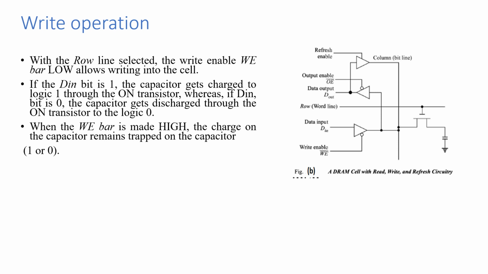Let us see the write operation. With the row line selected, first you have to select the row line, and the write enable bar is low. That means W is 1, which enables the data input buffer. If D in equals 1, the capacitor gets charged to logic 1 through the on transistor, and the capacitor gets discharged through the on transistor to logic 0 when D in is 0. When W bar is made high, the charge on the capacitor remains trapped on the capacitor, either 1 or 0.